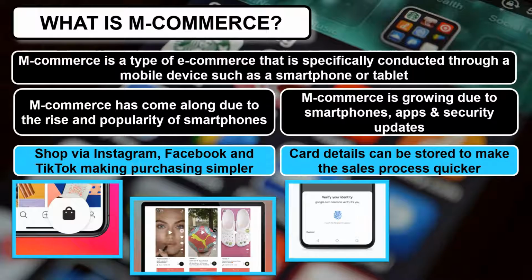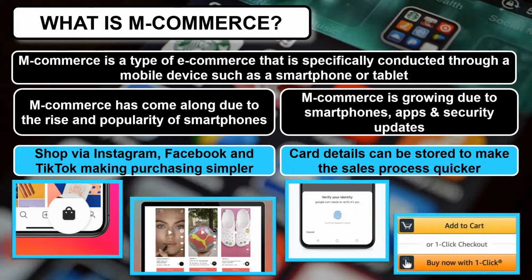Customers can now purchase via fingerprint or Face ID. Plus, sites like Amazon have a one-click buying system which speeds up the whole process even further, making it much easier and simpler for customers to buy something.